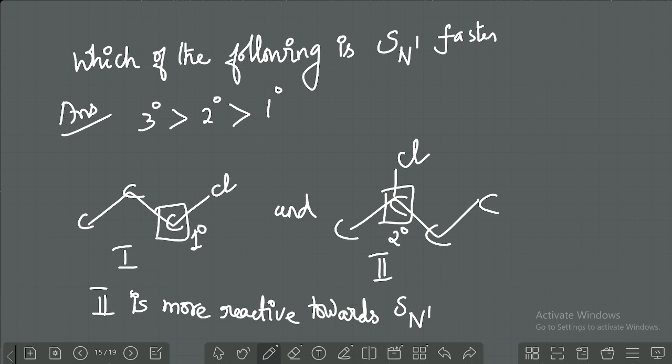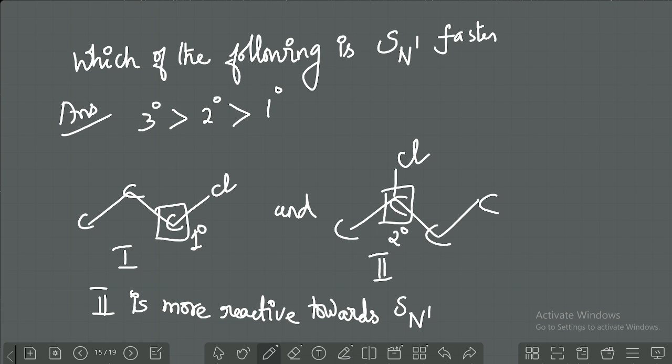Next one, which of the following is faster towards SN1 reaction, SN2 reaction? Questions may come, right? The order of the SN1, SN2. Here SN1 is tertiary, then secondary, primary. Suppose if they are asking increasing order, you should start from primary, secondary, tertiary. This is decreasing order, right? So increasing order, decreasing order. What order they are asking, based on that you should type.